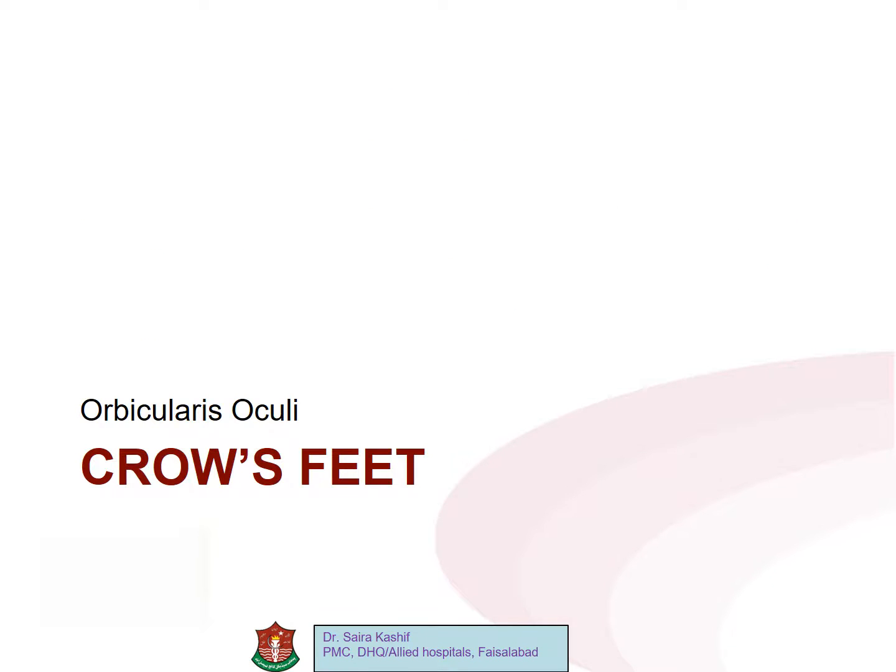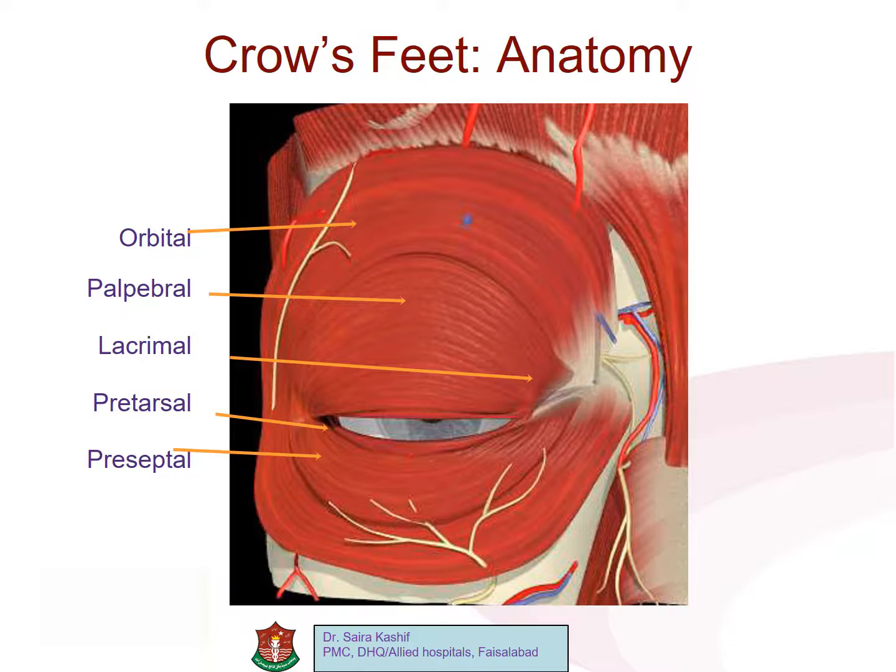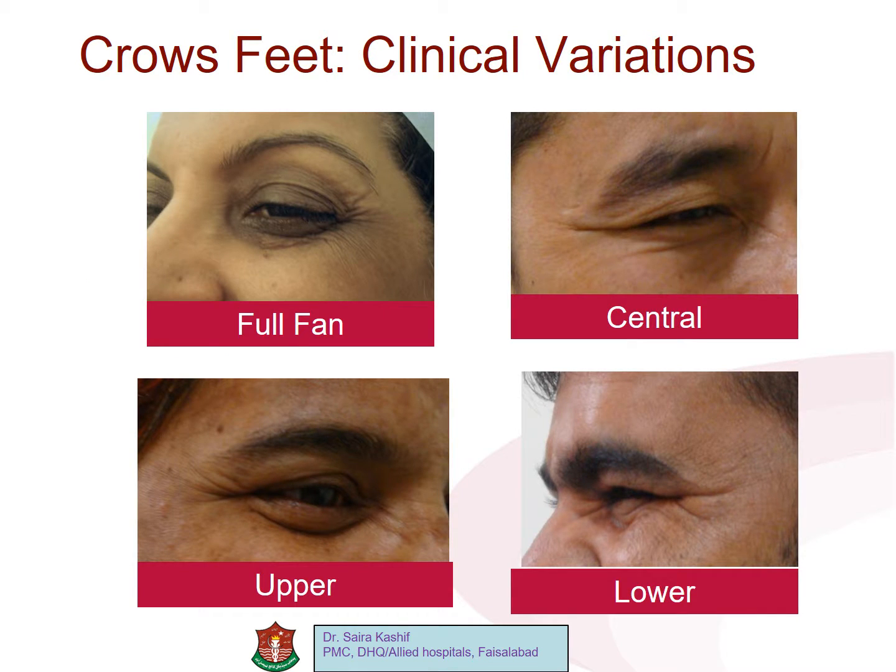So now next is the crow's feet. What is responsible for the crow's feet? Orbicularis oculi. It has 3 parts: orbital part, palpebral part, and lacrimal part. The palpebral part is further divided into pretarsal and preseptal areas. These are different clinical variants.